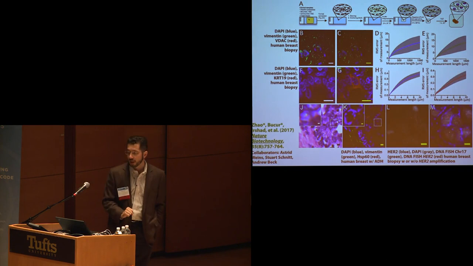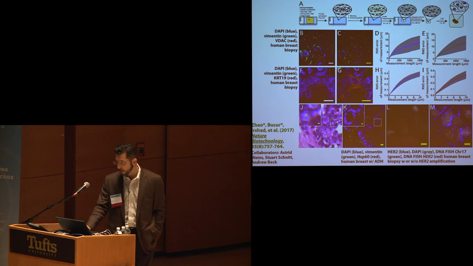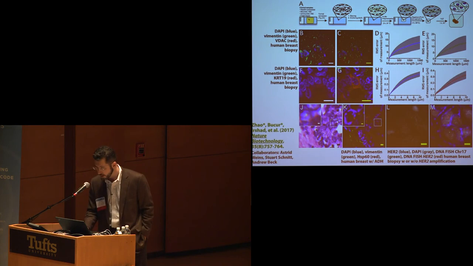Yongshun Zhao and Octavian Bricur, working across my group and Andy Beck's group, recently showed that we could use this on human tissues. And so these are a bunch of human breast cancer patient biopsies, pre-expansion and post-expansion. To take a long story short, we can get very good resolution imaging of pathology specimens, which is really exciting because nobody's done nanoscale light microscopy of pathology specimens before, to my knowledge. And so we've applied it to a whole variety of human tissues.